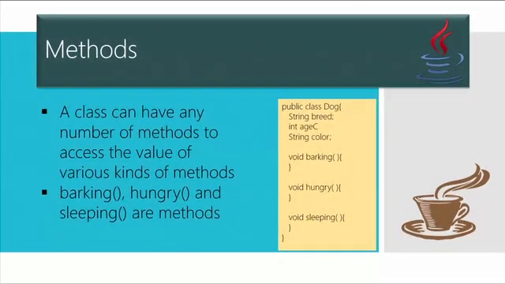Next is the method. Now we talked about methods earlier. I mentioned that concept of methods, but really let's take a look at what a method is. So a class can have any number of methods to access the value of various kinds of methods. So for instance, in the code that you see, barking with a set of parentheses, hungry with a set of parentheses, and sleeping with a set of parentheses are all methods. In other words, they tell Java what to do. And there are hundreds and hundreds of methods that we can use in Java.